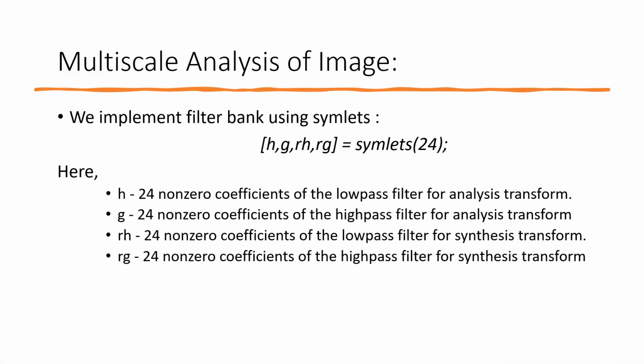So we are going to have a function called symlets. Symlet 24 indicates we are going to have 24 non-zero coefficients in H, which is the low pass filter, and G, the high pass filter. So what is the difference between H and RH? What is the difference between the low pass filter of the analysis transform and the low pass filter for the synthesis transform? Similarly, what is the difference between the high pass filter for the analysis transform and the high pass filter for the synthesis transform? So I am going to plot these four graphs. After observing it, we'll get a clear idea.